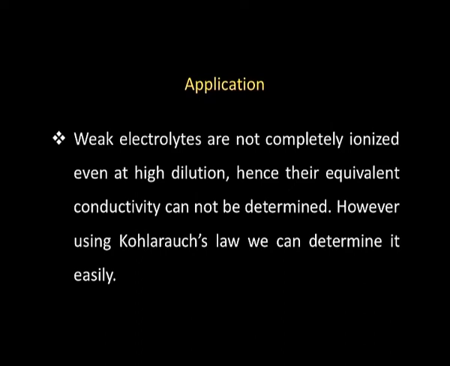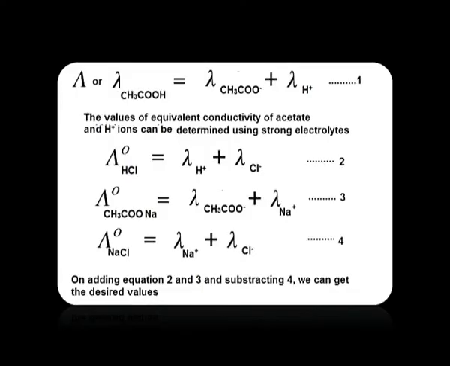Weak electrolytes are not completely ionized even at high dilution. Hence, their equivalent conductivity cannot be determined. However, using Kohlrausch law, we can determine it easily. For example, if we take acetic acid, it ionizes as acetate and H+. Therefore, the conductivity depends on acetate ions and hydrogen ions formed in the solution. However, the ionization of acetic acid is very little.